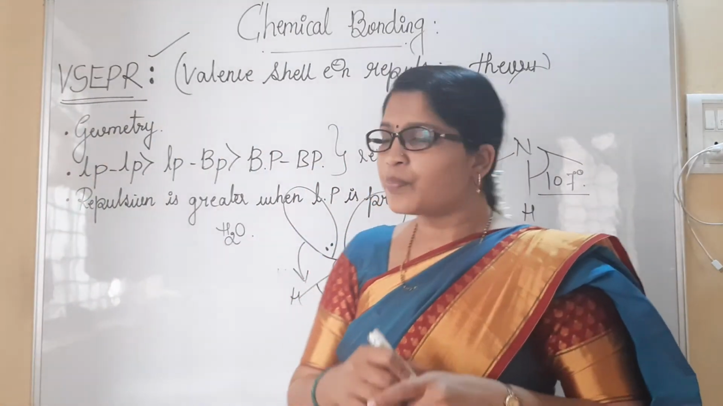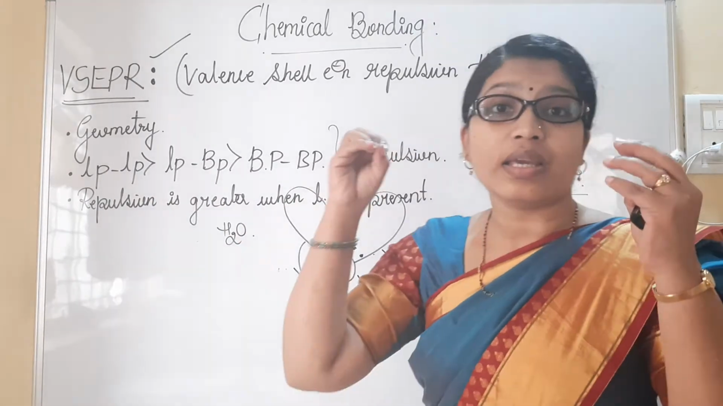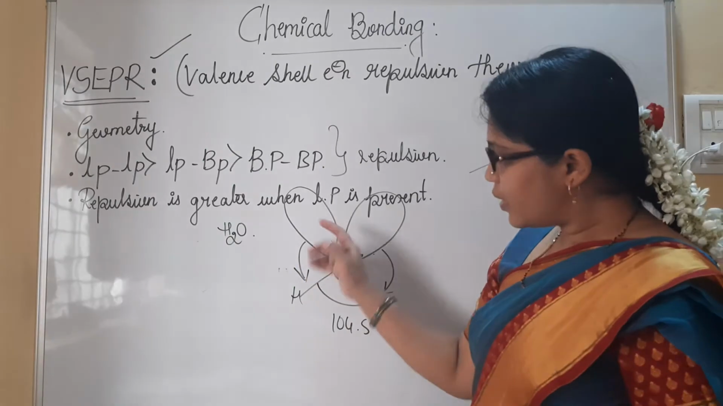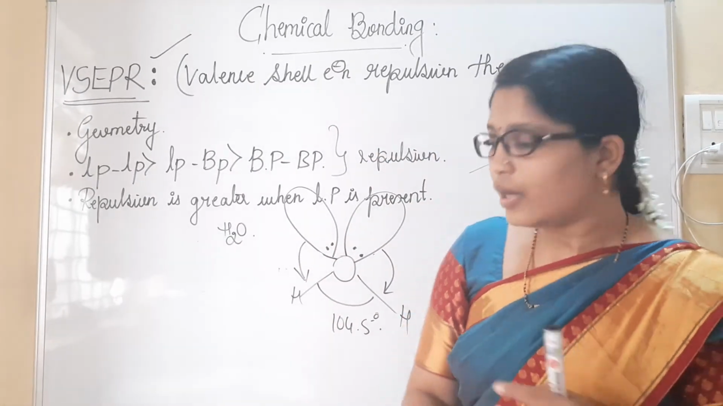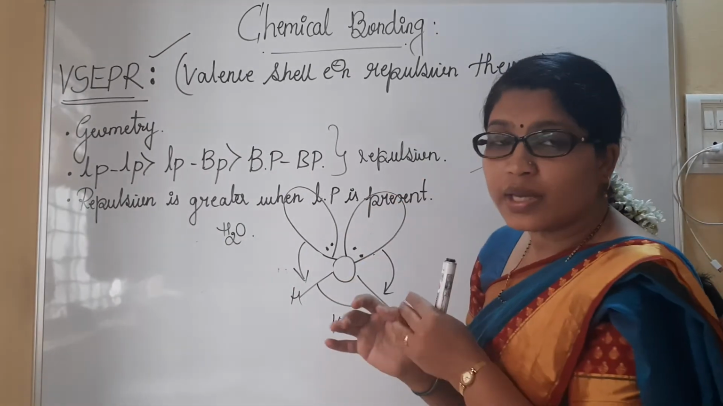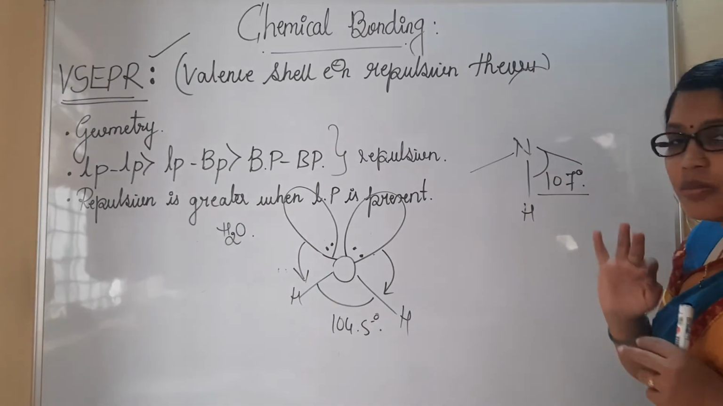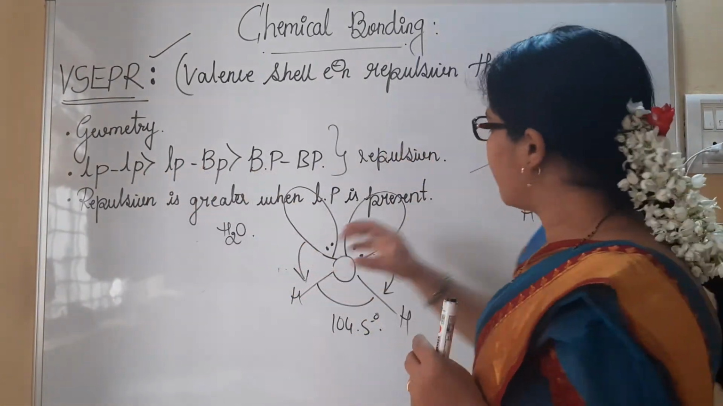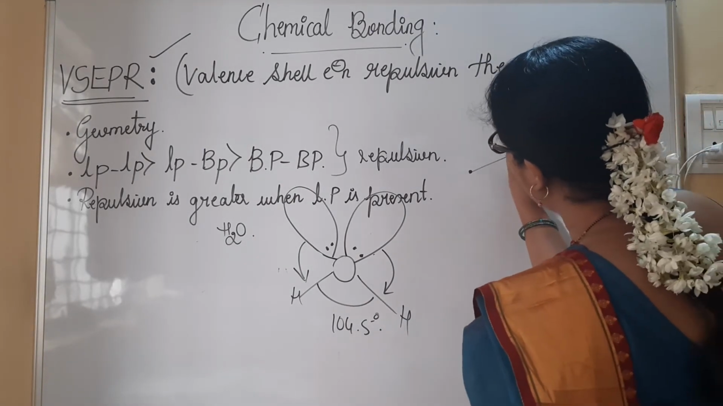I repeat my words. Whenever we have lone pair electrons, the repulsion will be highest. This is the example. 2 lone pairs will repel these hydrogen bonds in such a manner that the bond angle is going to be squeezed more than that of nitrogen bonding. Nitrogen and hydrogen bonding, see here. Then we have lone pair, bond pair. This is lone pair. And this is bond pair.